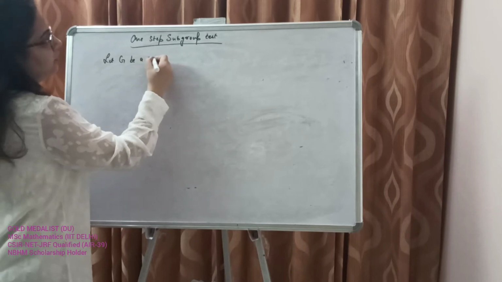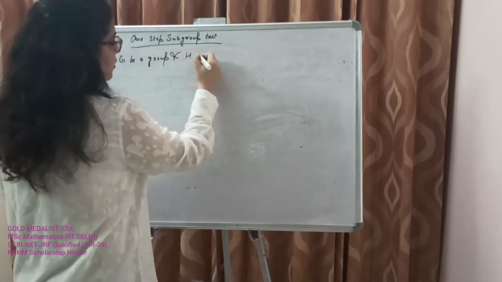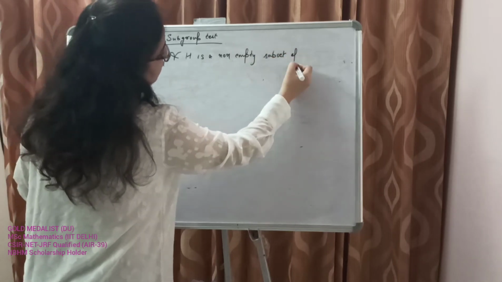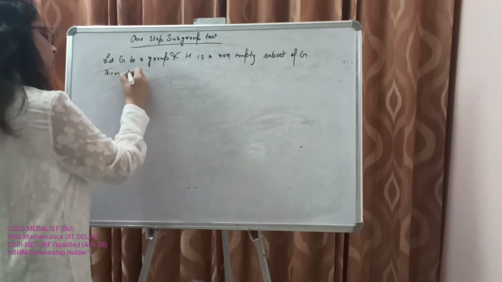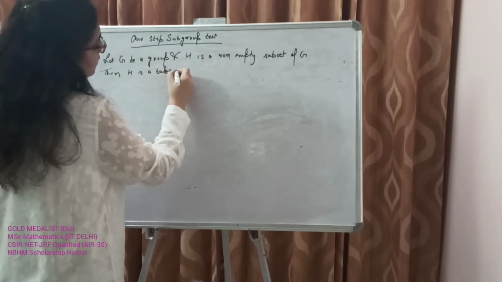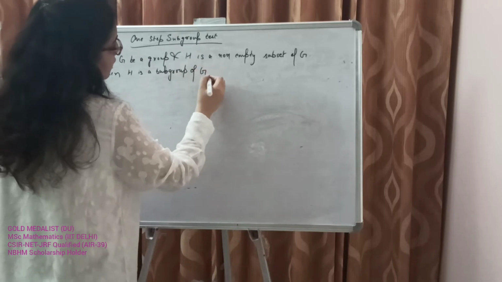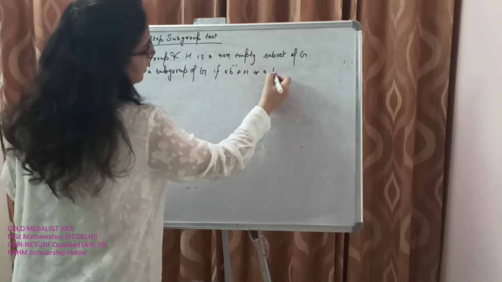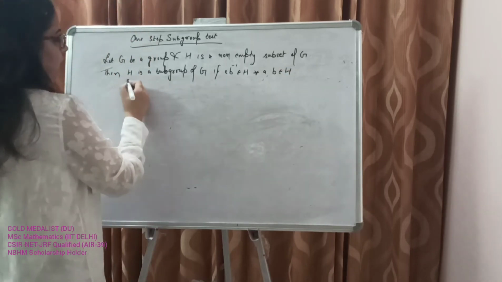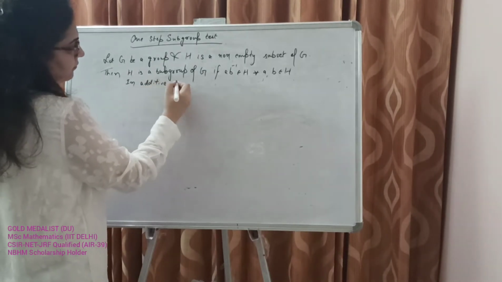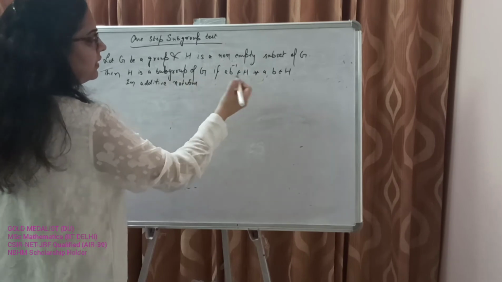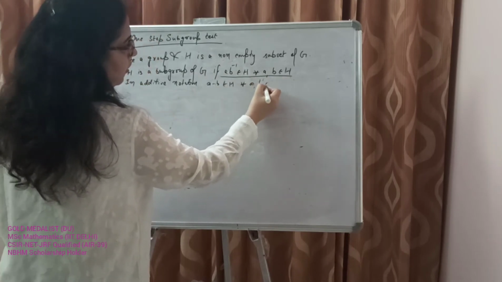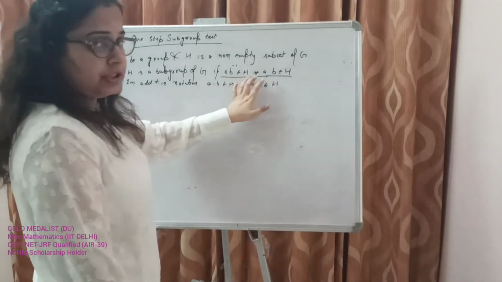Let G be a group and H a non-empty subset of G. Then H is a subgroup of G if ab inverse belongs to H for every a, b belonging to H. In additive notation, we say that a minus b belongs to H for every a, b belonging to H. So this is the multiplicative notation, and this is written in additive notation.